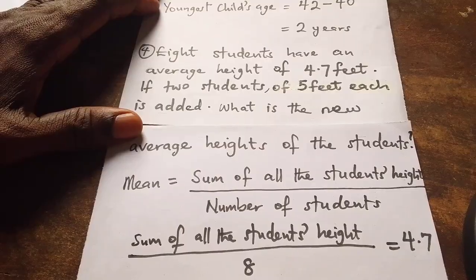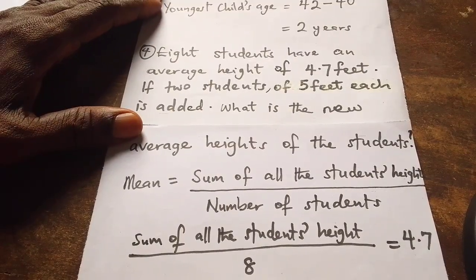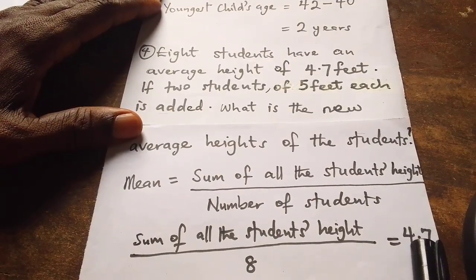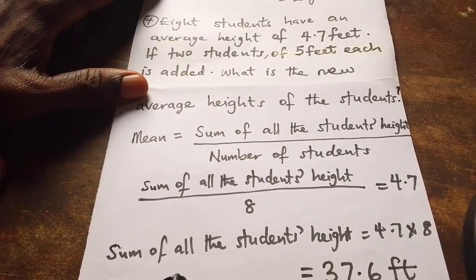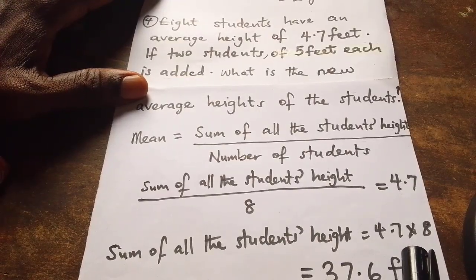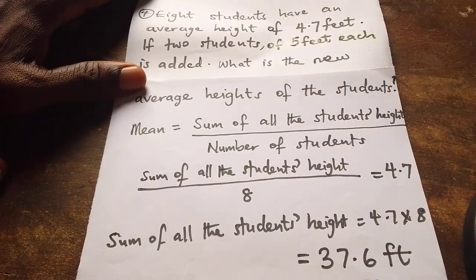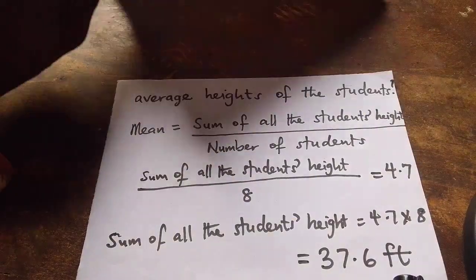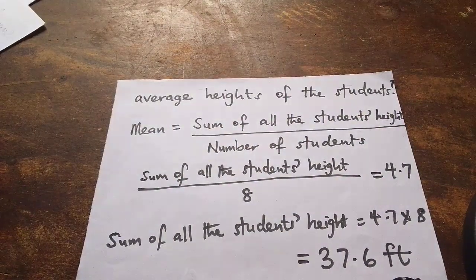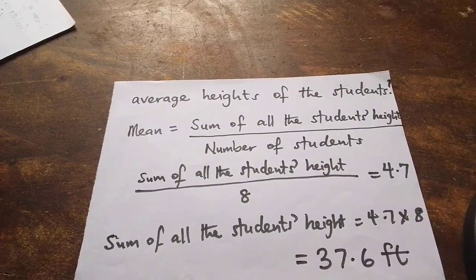If you bring this 8 to this side, the sum of the 8 students' heights will be 4.7 times 8, which will give us 37.6 feet. When you add the sum of their heights together, you are going to get 37.6 feet. That is for 8 students.